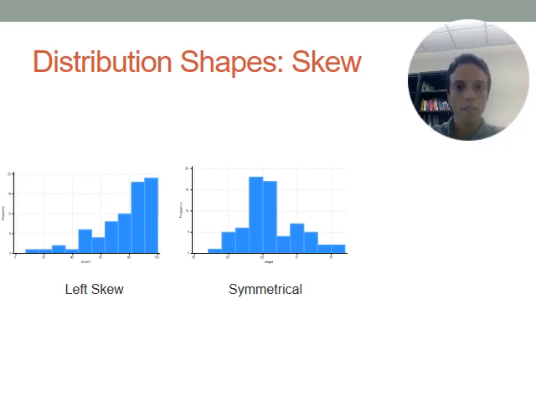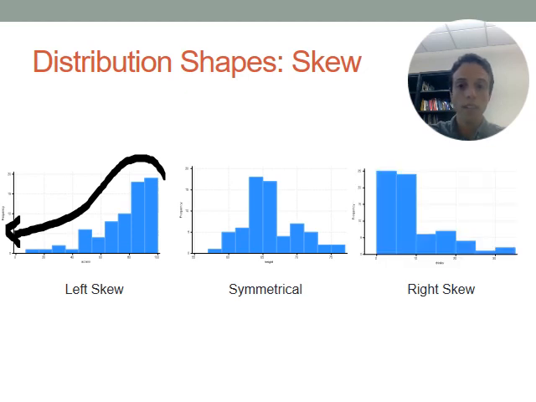And I like to think of it as being kind of like there's an arrow pointing out towards the left. So we could say that for our left skewed distribution here, we've got this shape where we've got an arrow pointing out towards the left. And we would call that left skewed.